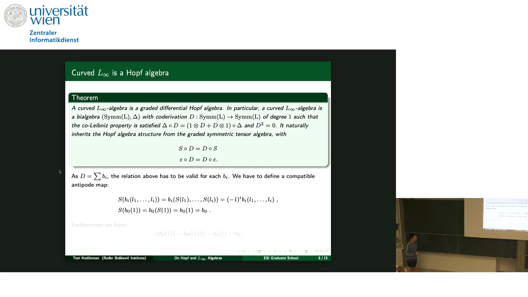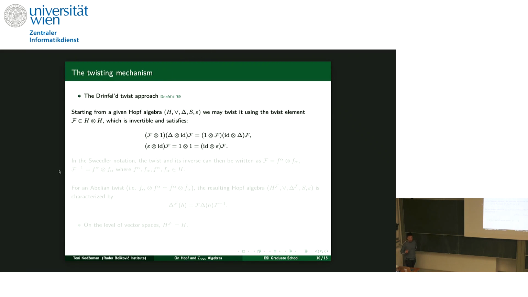So as the co-derivation was defined as the sum of B_i maps, the compatibility relations above also have to be satisfied for each of these B_i. So we also have compatibility relations relating the antipode map and the B_i maps. And also the same is true for the co-unit map. And now we will do the twisting mechanism and hopefully answer some of your questions.